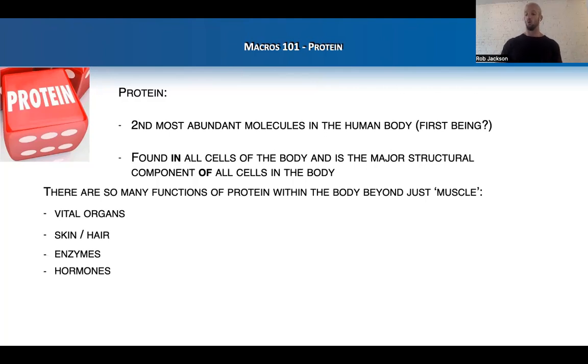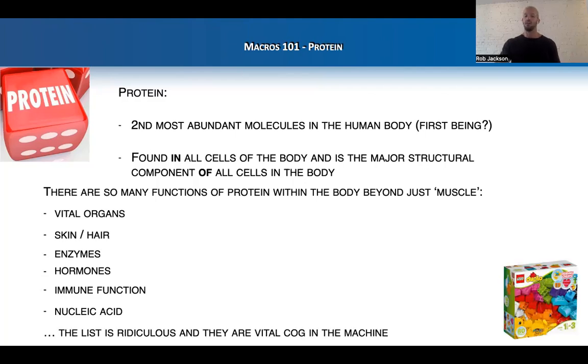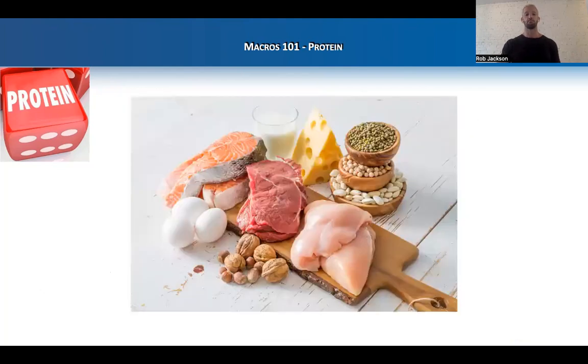So super important. Also our hormones, our immune function, nucleic acid, for those who remember biology 101, so ribonucleic acid and deoxyribonucleic acid, our DNA, somewhat important for us. Protein makes up that nucleic acid component. So the list is ridiculous in terms of what protein is required for, but again, at a basic level, that's more than enough information that we need.